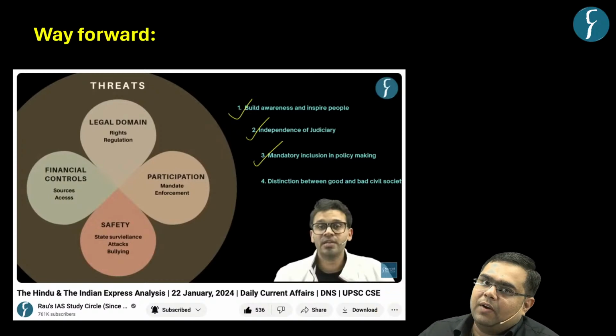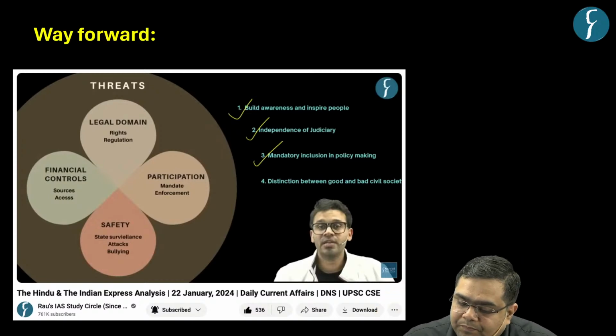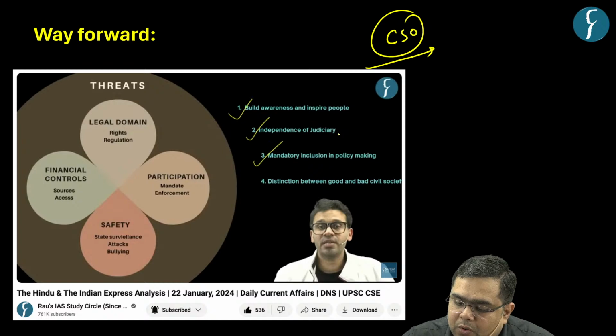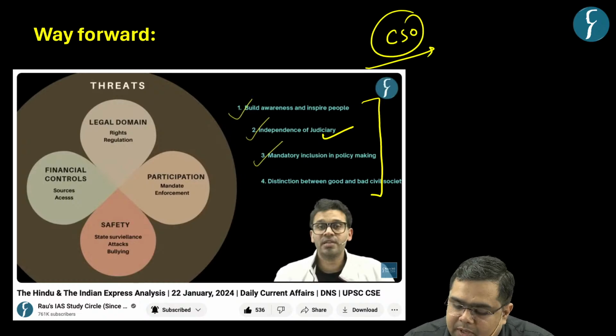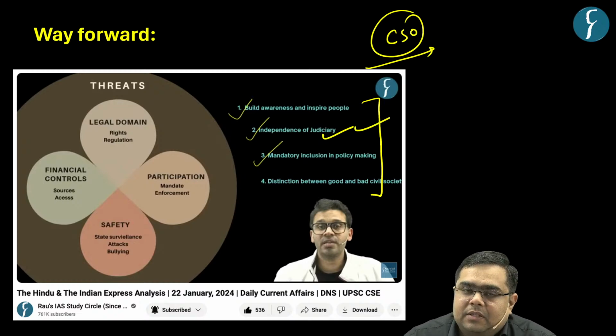Then we also discussed with respect to the civil society organizations, what can be the way forward. So what are the key recommendations or suggestions? That independence of judiciary must be respected, because if independence of judiciary is there, then only it can provide independence to the functioning of NGOs.